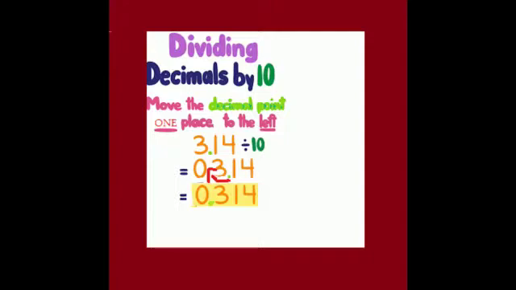Now we are going to see about division of decimals. Firstly, division of decimals by 10. For dividing any decimal number by 10, we have to move the decimal point one place to the left. For example, here we are given a decimal number 3.14 that should be divided by 10. So we move the decimal point one place to the left and we get 0.314.